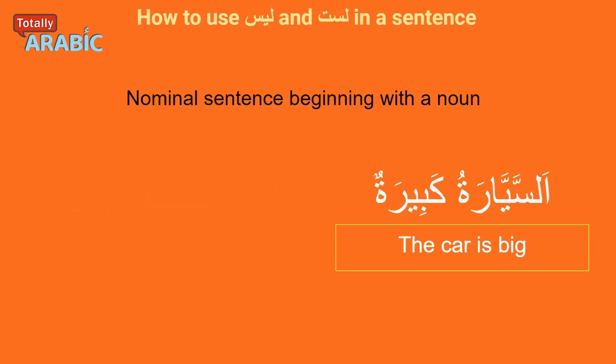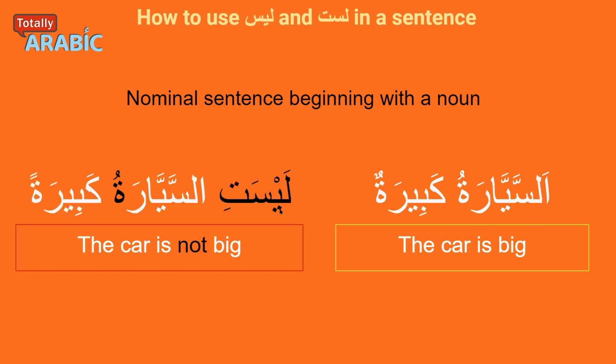Here is another example for more clarification. السيارة كبيرة. It is a nominal sentence because it starts with a noun, which is السيارة, the car. So السيارة كبيرة means the car is big. How can I make this negative? ليست السيارة كبيرة. Here we did not use ليس, we used ليست simply because this noun is feminine. So for a masculine noun we use ليس, for a feminine we use ليست.